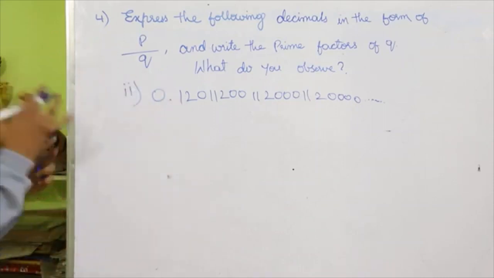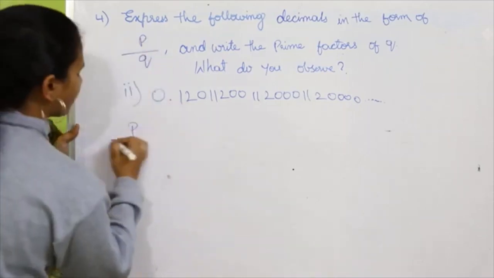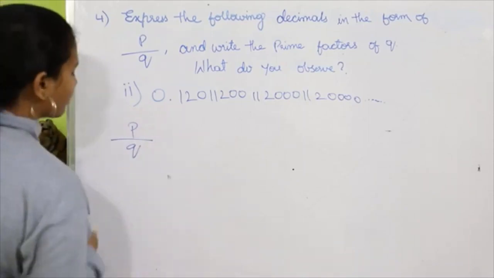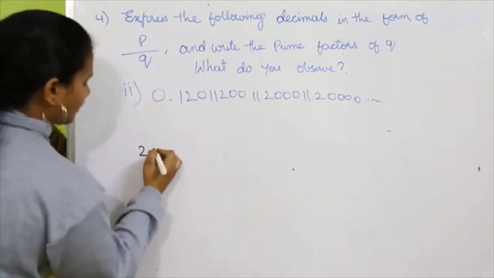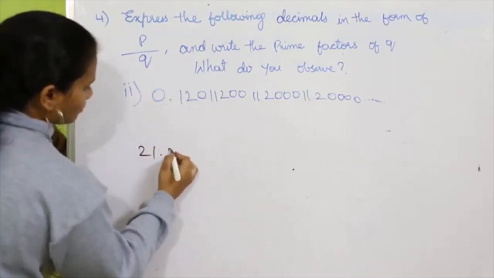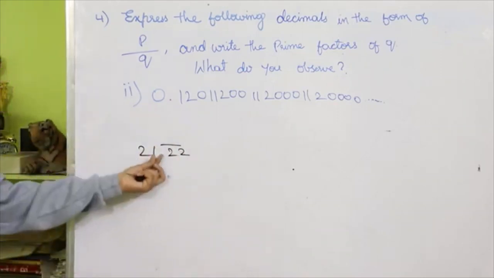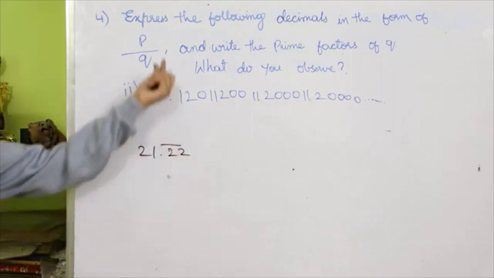So we cannot express this in the form of P by Q. Alright, are you getting it? We cannot express this in P by Q form because if we have numbers like 21.22 bar, some kind of these numbers, then we can express this in decimal form, like we can express this in the form of P by Q.